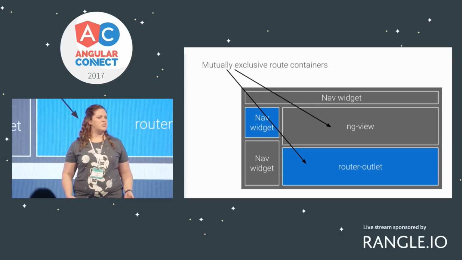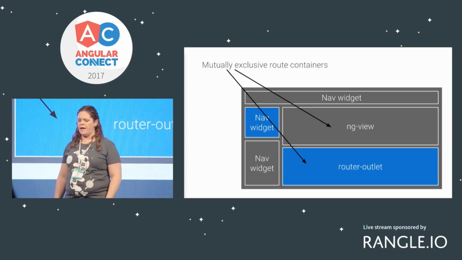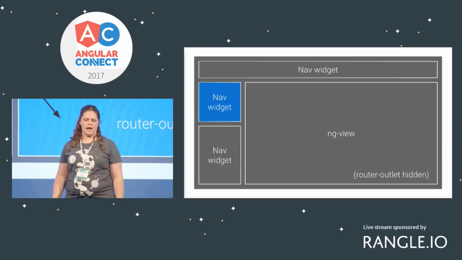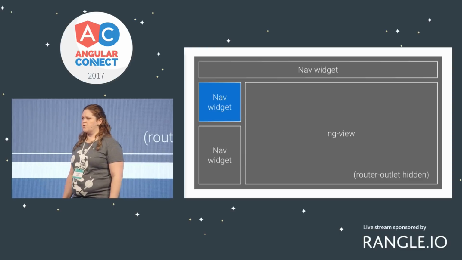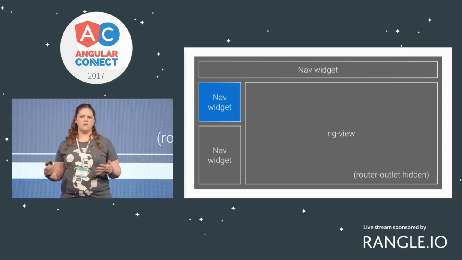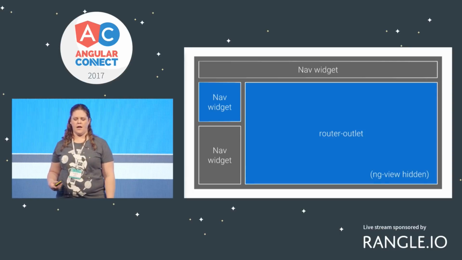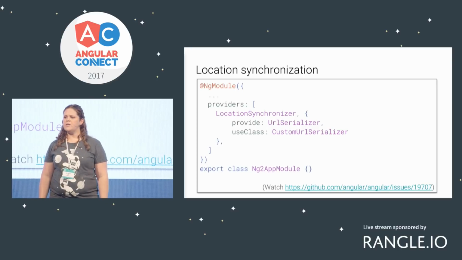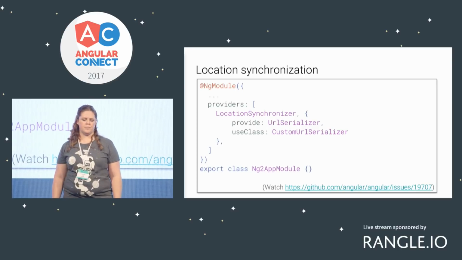So in this view, we have an NG view and a router outlet side by side. Then, depending on which framework we think is active, we show and hide these. When we think we're showing an AngularJS page, we hide the router outlet, and AngularJS takes over and renders content, and vice versa for Angular. We need a little bit of glue code to make this work.